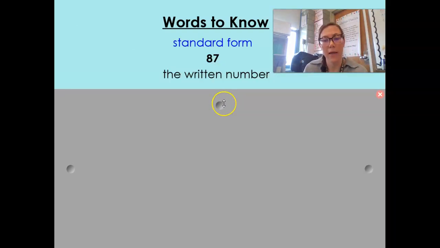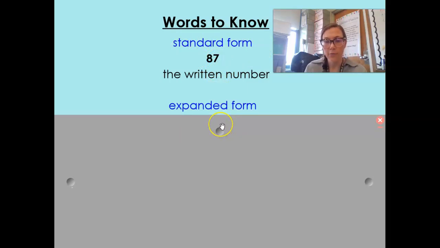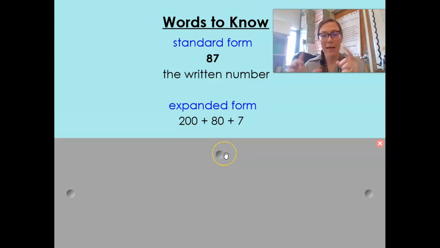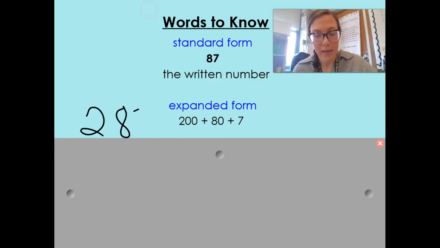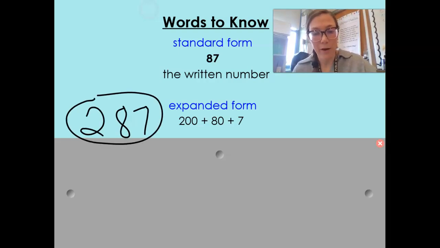Standard form is the number written as is, 87. The 8 and the 7, those digits put together, that makes it standard form. The second one is expanded form. Expanded is to make bigger. So expanded form is to take a number and stretch it out. So the number 287 is in standard form here. To make it expanded form, we write it by its value. 200 plus the 80 plus the 7. That's expanded form for 287.